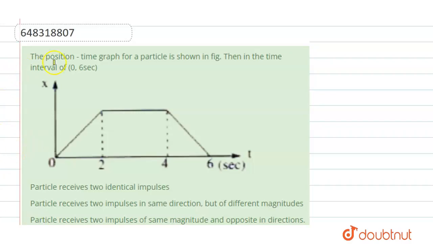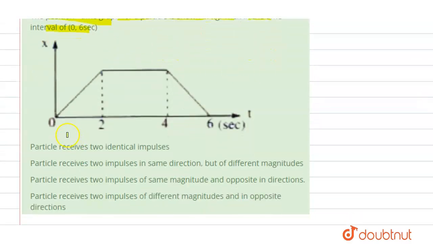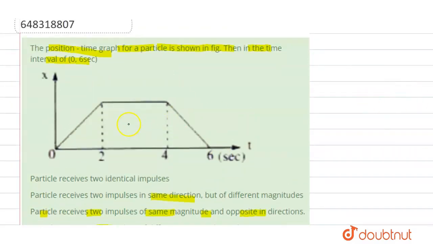Hello students, so the question says a position time graph for a particle is shown in the figure. Then in time interval of 0 to 6 seconds, the particle receives two identical impulses. The particle receives two impulses in same direction but of different magnitude. Next is particle receives two impulses of same magnitude and opposite in direction. Next is particle receives two impulses of different magnitude in opposite directions. So position time graph of a particle in motion is given in the interval 0 to 6 seconds.